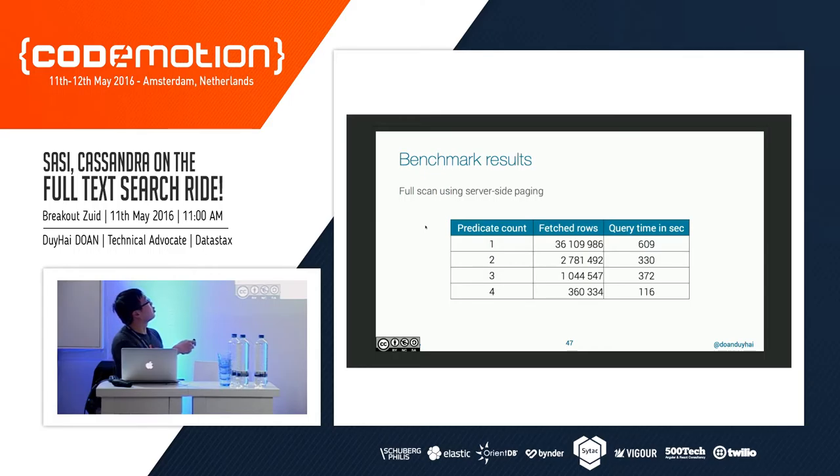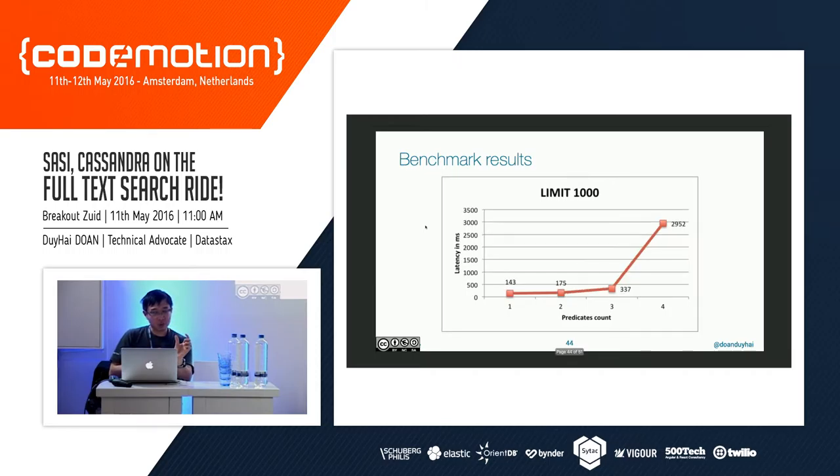Of course, I did another benchmark. Now I did a full scan using server-side paging, so I'm using an iterator to fetch all the data. If I have only one predicate and I want to fetch all the data, so 36 million rows, it takes me about 10 minutes. And the more predicates you add, the fewer matching rows you have, and of course the faster it is in this case. With a very small limit, you spend more time reading the index itself.